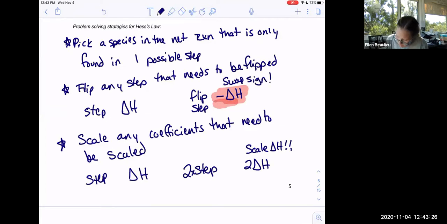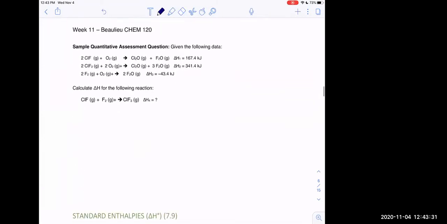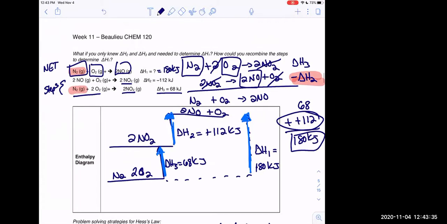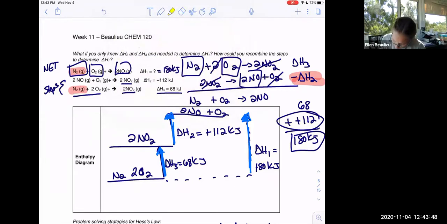I feel like we need more practice. Sorry, Professor, can you just go back? Can you explain to me why it is that you got rid of the coefficient of 2 only on that delta H3? Sure. Because in this reaction, I don't have a coefficient, but it's implied to be 1.